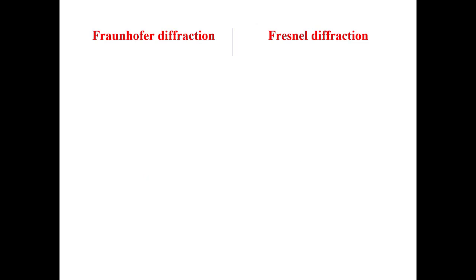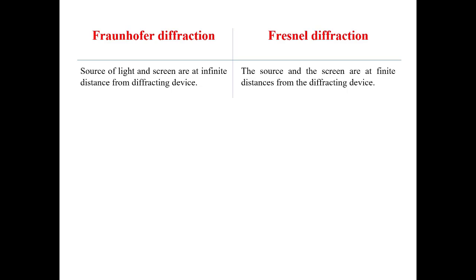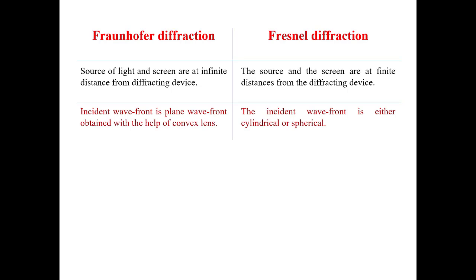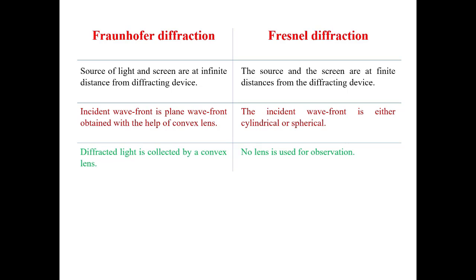There are a few more differences between Fraunhofer diffraction and Fresnel diffraction. In Fraunhofer diffraction, source of light and screen are at infinite distance from the diffracting device. In Fresnel diffraction, these distances are finite. In Fraunhofer diffraction, the incident wavefront is a plane wavefront, and in Fresnel diffraction, either cylindrical or spherical wavefront is used. In Fraunhofer diffraction, the diffracted light is collected by a convex lens on a screen. In Fresnel diffraction, there is no need of using any lens.